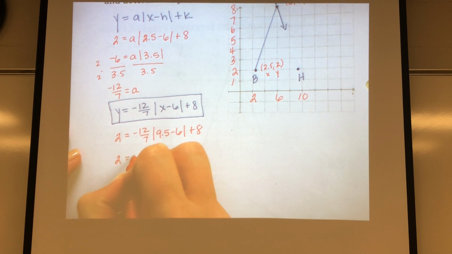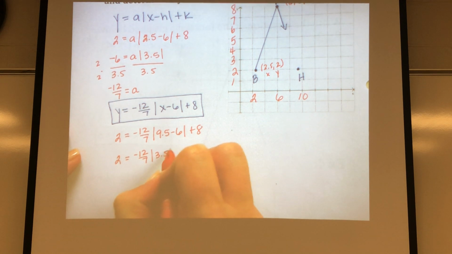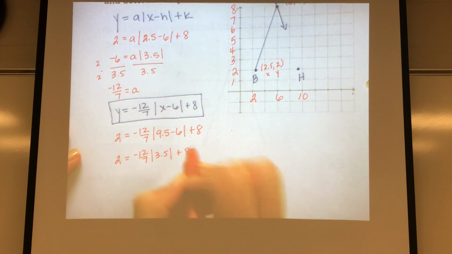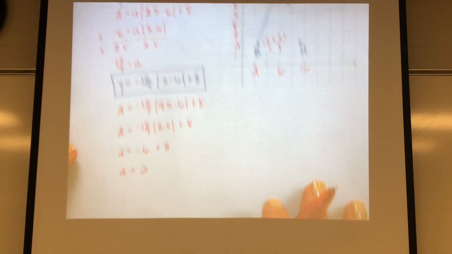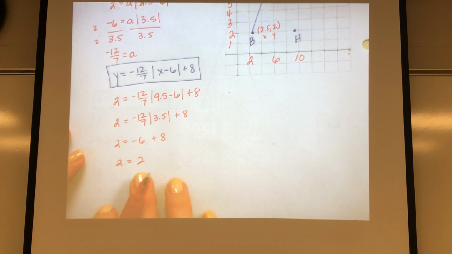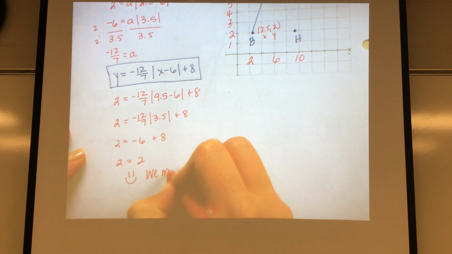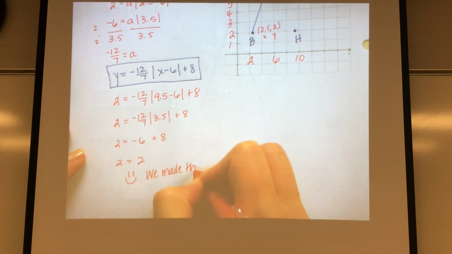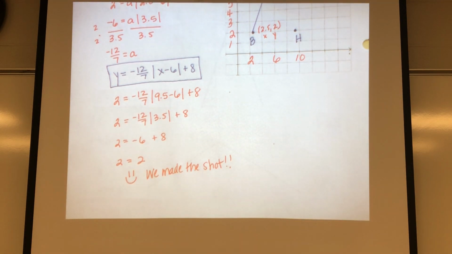All right, so we have 2 equals -12/7 times 3.5. -12/7 times 3.5 is -6. -6 plus 8 is 2. So since we find out that our left side equals our right side, we made the shot. Go us. Now, if those would have come up not equal, then we would have said we did not make the shot.